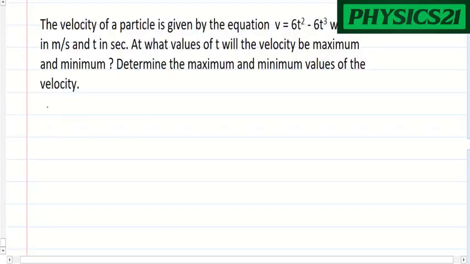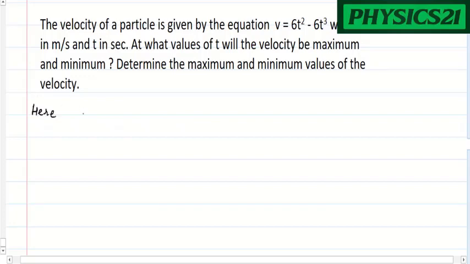Now the next problem will explain the use of maxima and minima in physics. The problem is: the velocity of a particle is given by the equation v equals 6t squared minus 6t cubed, where v is in meter per second and t in second. At what value of t will the velocity be maximum and minimum? Also determine the maximum and the minimum values of the velocity. So this is the problem in which we will use the concept of maxima and minima.